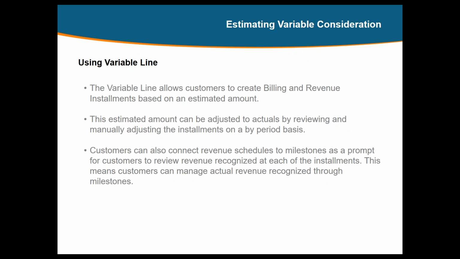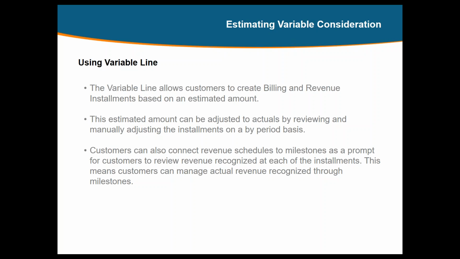For the other scenarios where variable consideration has to be estimated, the variable line allows customers to create billing and revenue installments based on that estimated amount. And then when actuals are reported, the estimated amount can be adjusted to actuals by reviewing and then manually adjusting that amount. So for example, if $1,000 were estimated, recognized up front, but the actuals are only $800, you can do a negative $200 installment to the revenue schedule and then correct the rev rec. So that's how we would handle that.